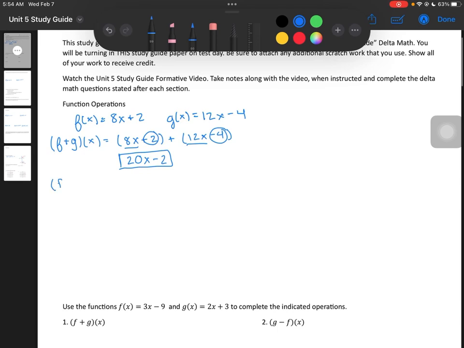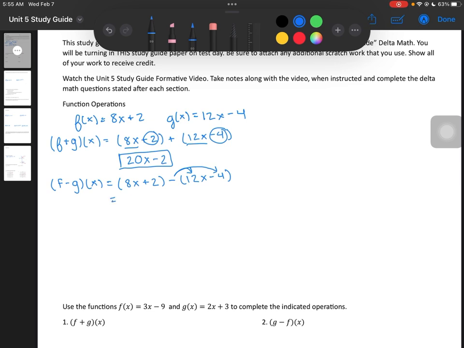I can also subtract two functions. And when we subtract two functions, the order does matter. So that means that I need to make sure, since it says f minus g, that the f function comes first, and then I'm subtracting the g function from that. So parentheses here are also really important because we have to distribute the negative that's outside the parentheses to everything that's inside the parentheses.